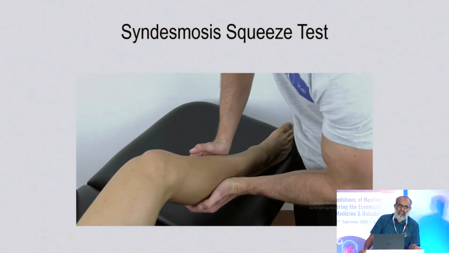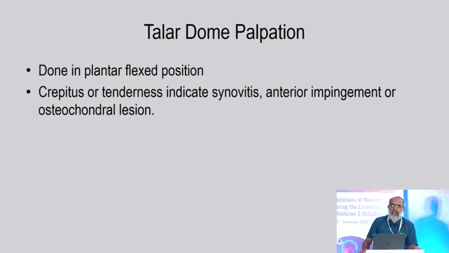You do a squeeze test, especially when there is interosseous membrane pathology. You do a squeeze test and you will have pain downwards. So that tells you about the syndesmotic injuries. Your palpation, then the external rotation test and the squeeze test tell you about the problems with the syndesmotic injury.